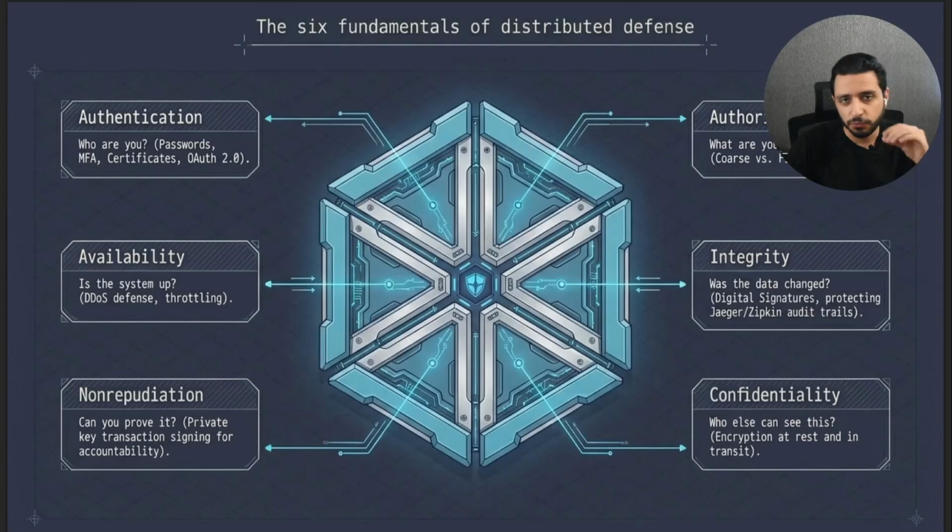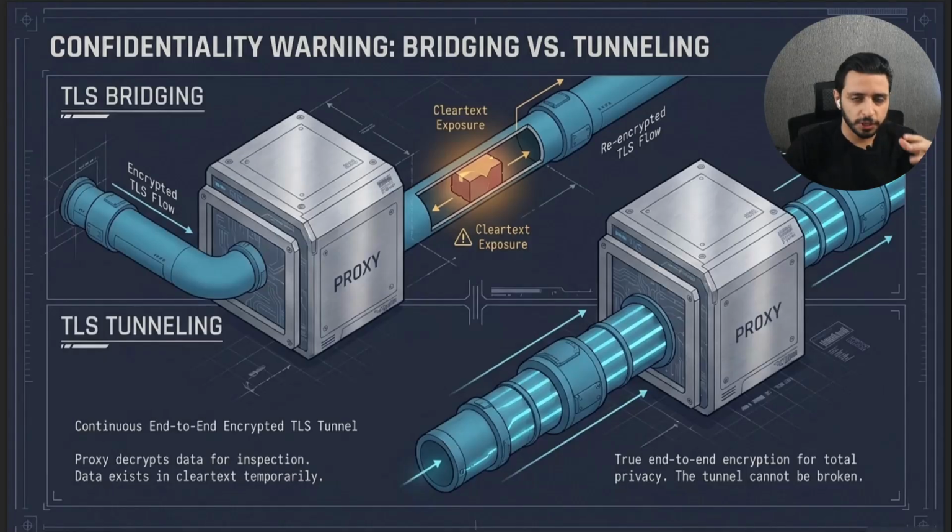But a quick warning, we have two concepts in TLS, TLS bridging and TLS tunneling. You should be careful with TLS bridging, because this is where a proxy decrypts your data to inspect it, meaning it's in clear text for a while inside that proxy. So if you need total privacy, you need TLS tunneling, where the tunnel is end-to-end.